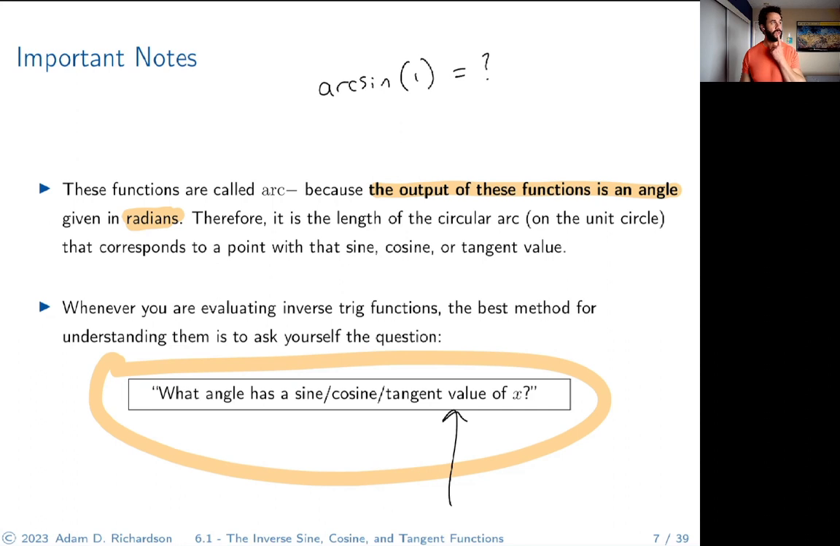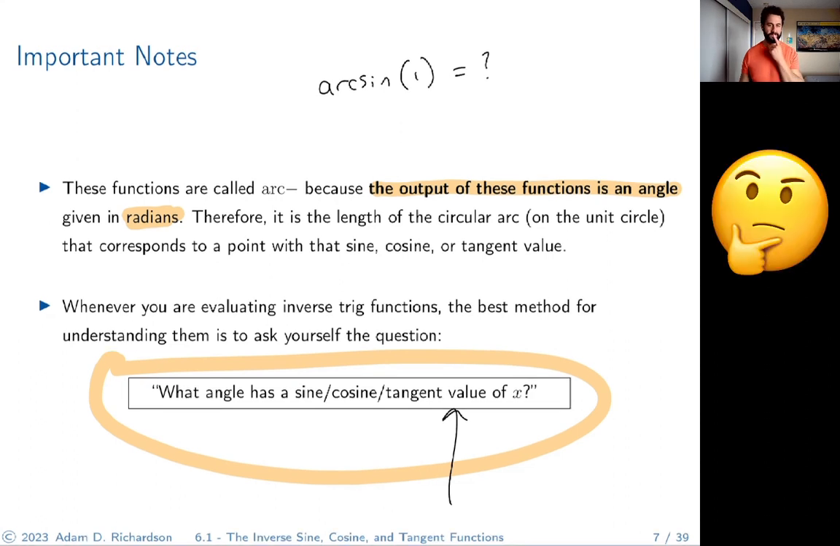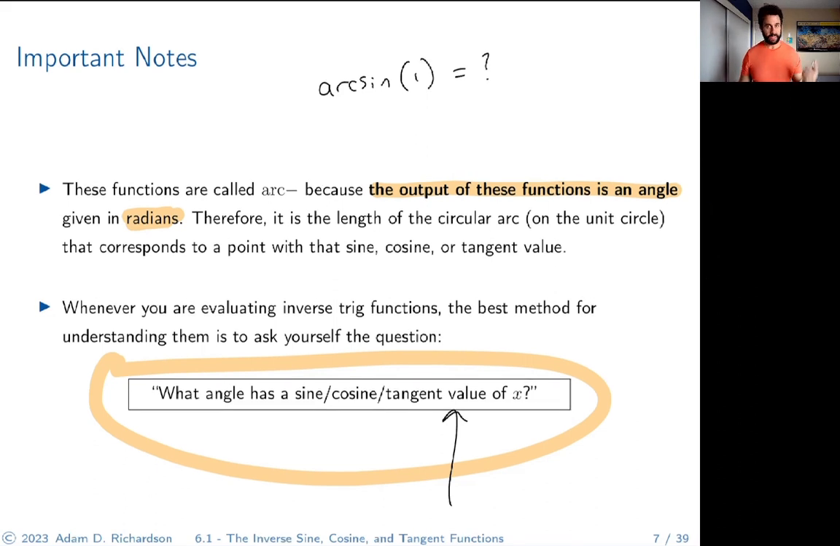What angle has a sine value of 1? Think about it for a minute. What angle has a sine value of 1? What could it be? It's pi over 2, right? It's going to be pi over 2. Oops, it's kind of a funky looking pi. Here we go. It's pi over 2. How did I figure that out?